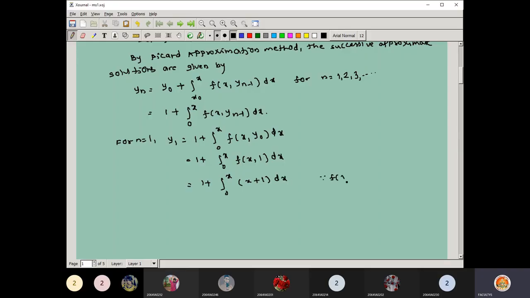The reason is f of x comma y, they given it as x plus y. So whatever may be the value you are getting, that is replaced. So it is equal to 1 plus. Now you do the integration with respect to x. So it is x square by 2 and here integral of 1 is nothing but x. So there you are substituting the limits 0 to x. So 1 plus your upper limit x square by 2 plus x as it is. Lower limit is anyhow equal to 0. This is the first approximate solution corresponding to the given problem.